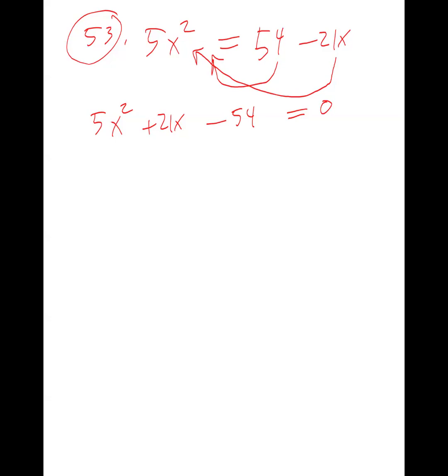Now I try to factor a common factor out, but the only factor that goes into 5 is 1 and 5. And 5 does not go into 21. So there's no common factor I can factor out. So after trying to factor out a common factor and there's none, what do you try next if there's no common factor? Then you can try that new special factoring method.